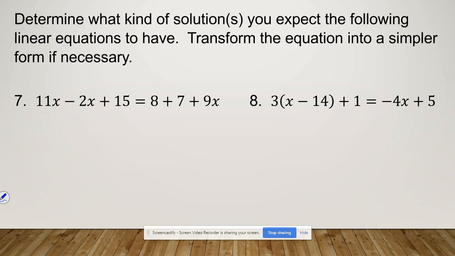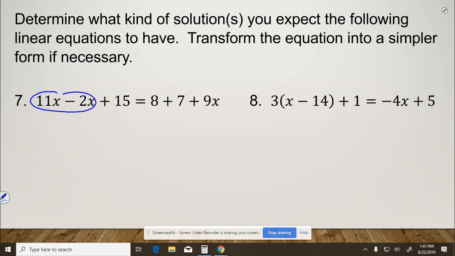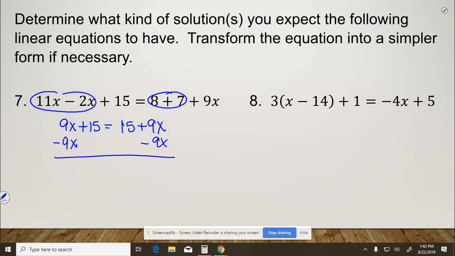All right, so in number 7, I've got a lot of combining like terms to do. 11x minus 2x is 9x plus 15 equals 8 plus 7 is 15 plus 9x. Those look exactly the same. If I subtract 9x from both sides, I get 15 equals 15. So this has infinite solutions. The symbol for infinite looks like an 8 on its side if you would like to just draw that instead. So you could either write infinite or draw the symbol.